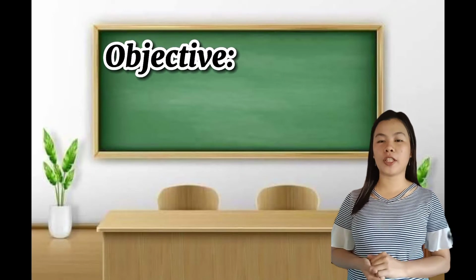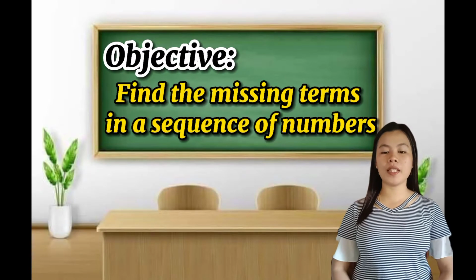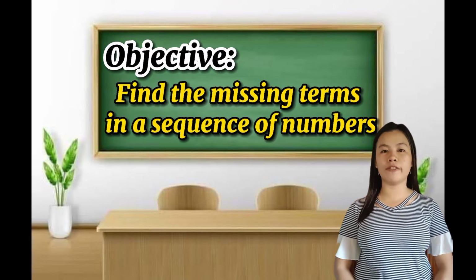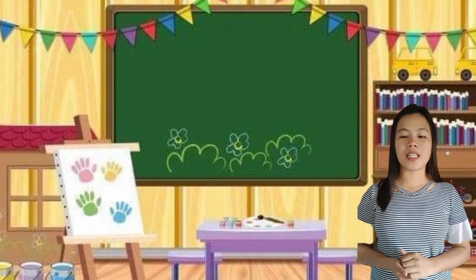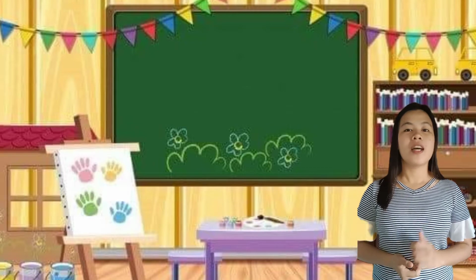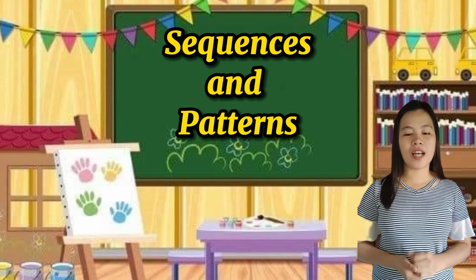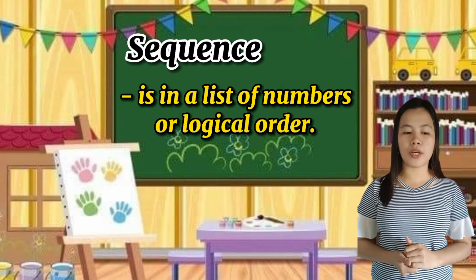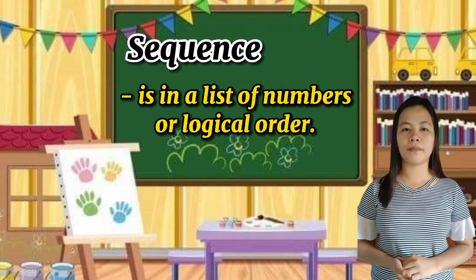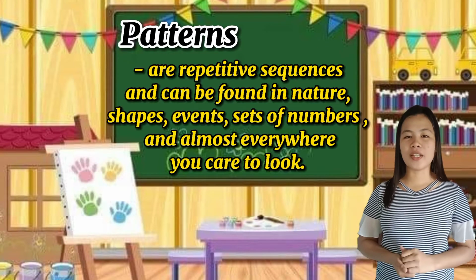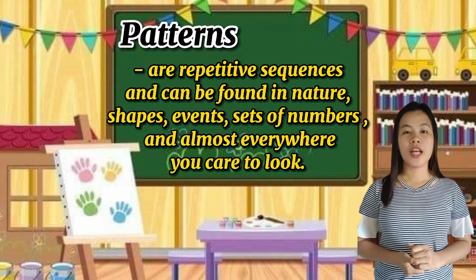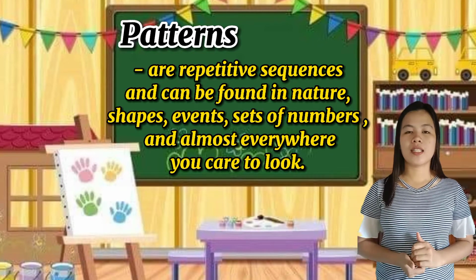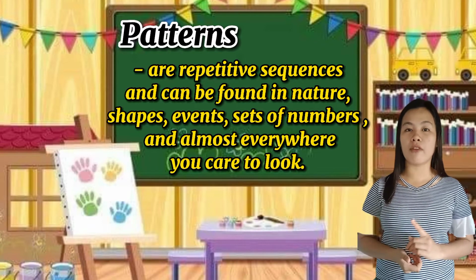Our objective for today is to find the missing terms in a sequence of numbers. There are problems in mathematics that can be solved by observing sequences and patterns. A sequence is a list of numbers in logical order. Patterns are repetitive sequences and can be found in nature, shapes, events, sets of numbers, and almost everywhere you care to look.